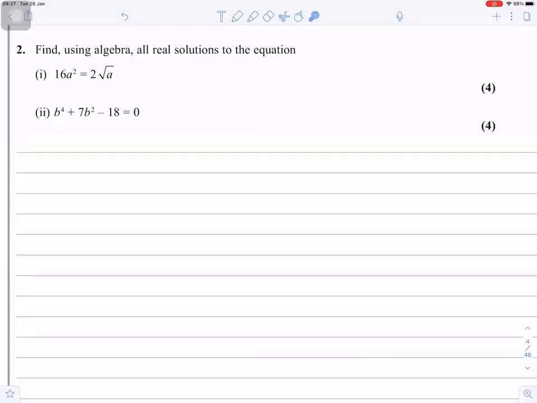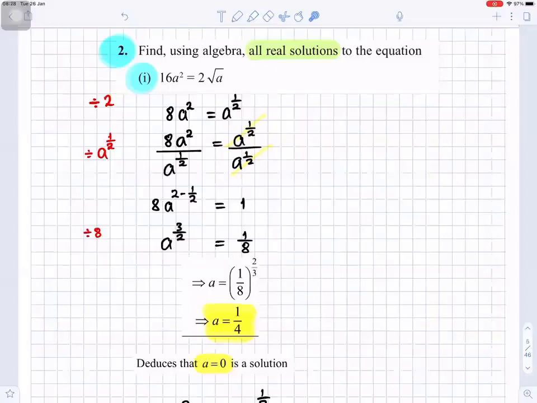Question number 2. Find, using algebra, the real solutions to the equation: part a, 16a squared equals 2 root a, and part b, b to the 4 plus 7b squared minus 18 equals 0. So what you want to do first is divide by 2. 16 divided by 2 is 8, and 2 divided by 2 will be 1.